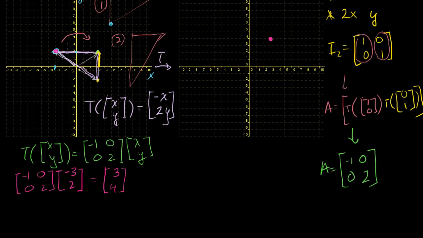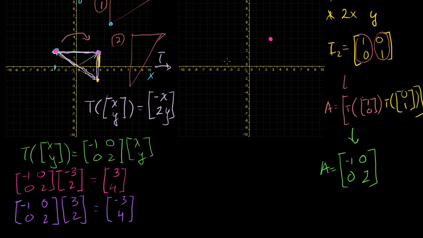Let's look at this point right here, the point 3, 2. So let's take our transformation matrix, minus 1, 0, 0, 2 times 3, 2. This is equal to minus 1 times 3 is minus 3 plus 0 times 2. So it's just minus 3. You have 0 times 3, which is 0, plus 2 times 2, which is 4. So you get that point. So this point, by our transformation T, becomes minus 3, 4.